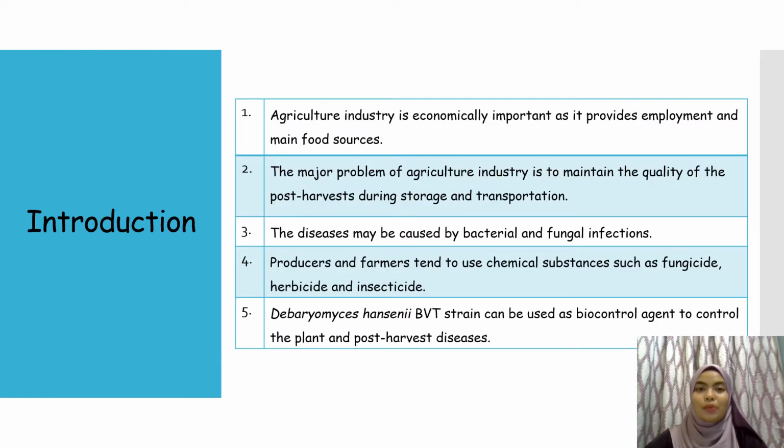For the introduction, as we all know, agriculture industry is very important to our economy. But the major problem of this industry is to maintain the quality of post-harvest during transportation and storage. This is because it is exposed to diseases, so farmers and producers tend to use chemical substances. Therefore, the Debaryomyces hansenii strain is suggested to be the biocontrol agent.